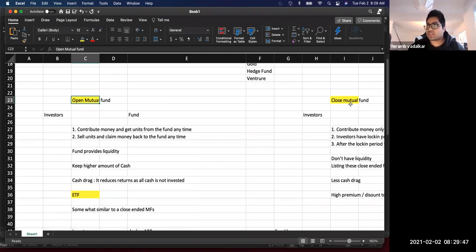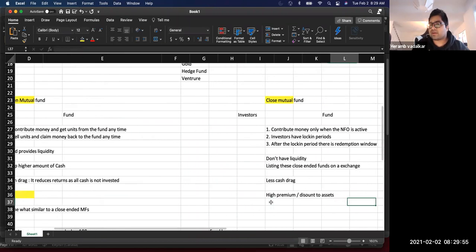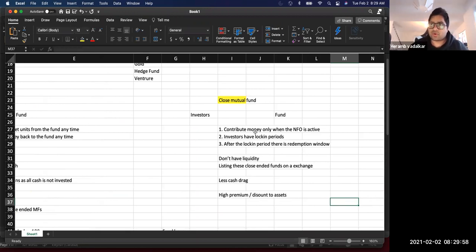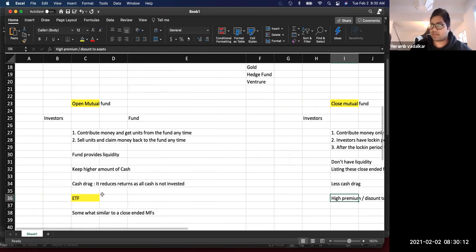Close-ended mutual funds, you cannot do that, because there is an investment period, there is a lock-in period, and there is a redemption period. Some of them do not have a redemption period at all. So what they do, they take money from investors, buy units, and get those units listed on an exchange. An issue with close-ended mutual funds is they have high premium or discounts when you buy them on an exchange.